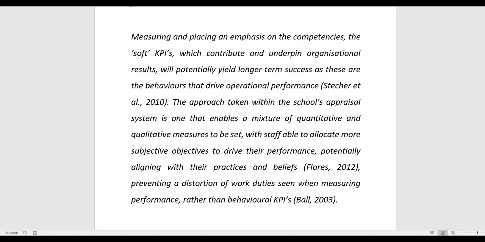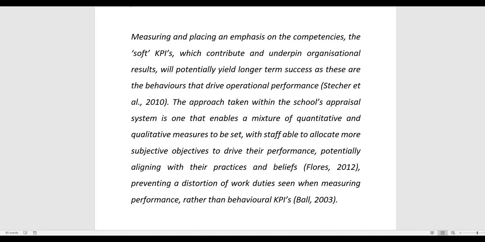Now, before we actually dissect this piece of work in its entirety, if you have a look, even though it's only a handful of lines once you shrink this font down to a normal size 12, you can see there's 3 references in here. So they've used a good number of academic sources to inform their argument here. And what they've done is rather than being descriptive within their text, they've offered judgmental statements. So they're saying here that using soft KPIs potentially yields longer term success. So they're making a statement as to the benefit or the advantages of an approach.